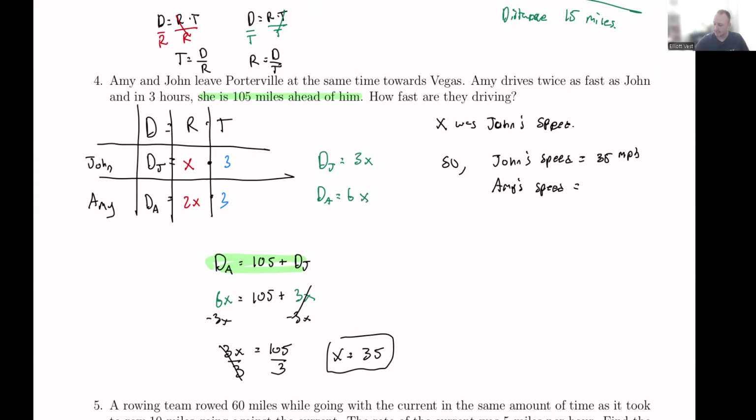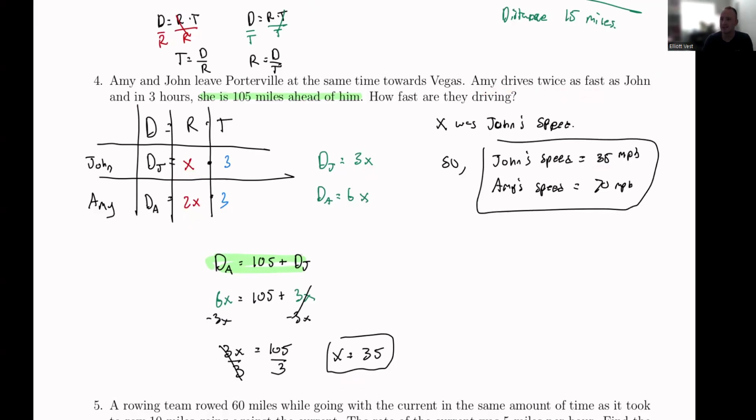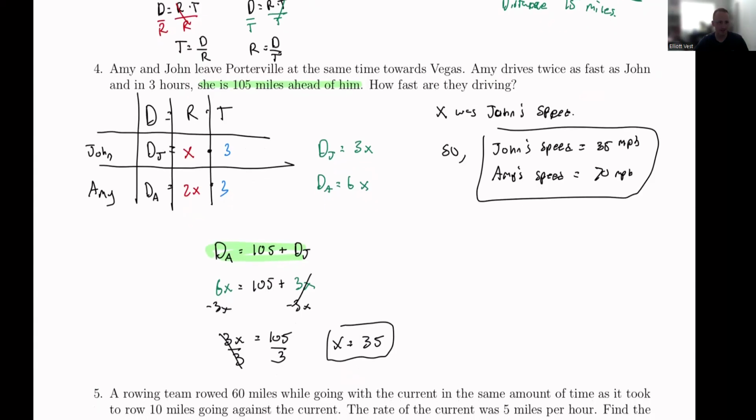Amy's speed is, well, you can look at it. Okay, well, if x is 35, Amy drives twice as fast, so Amy's speed is 2x, double whatever this is, double 35, that is 70 miles per hour. And man, if John is driving 35 down a freeway, they are going way too slow. 70 miles per hour is more of a standard speed for going down a freeway or going to Vegas or something like that, right?